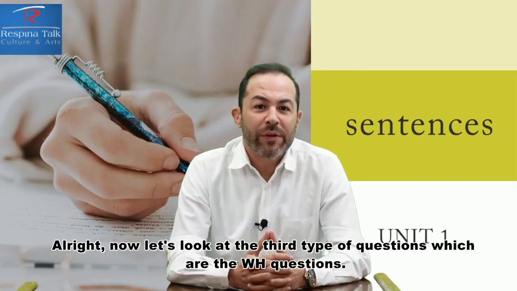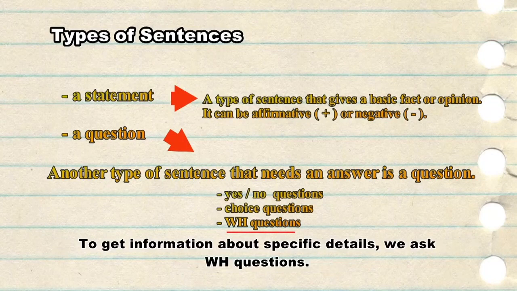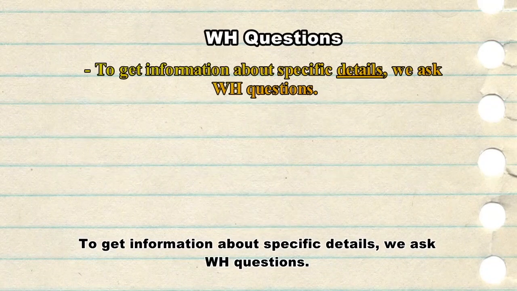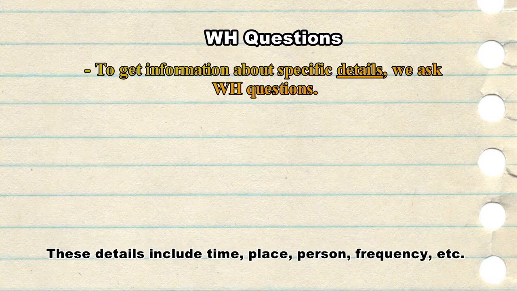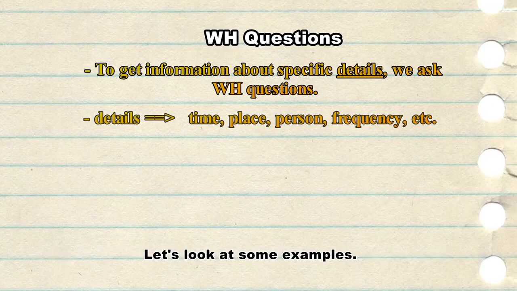All right, now let's look at the third type of questions, which are the WH questions. To get information about specific details, we ask WH questions. These details include time, place, person, frequency, and etc. Let's look at some examples.